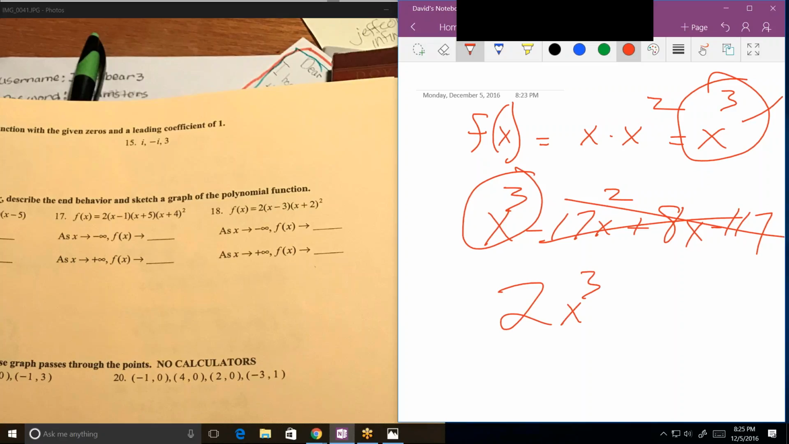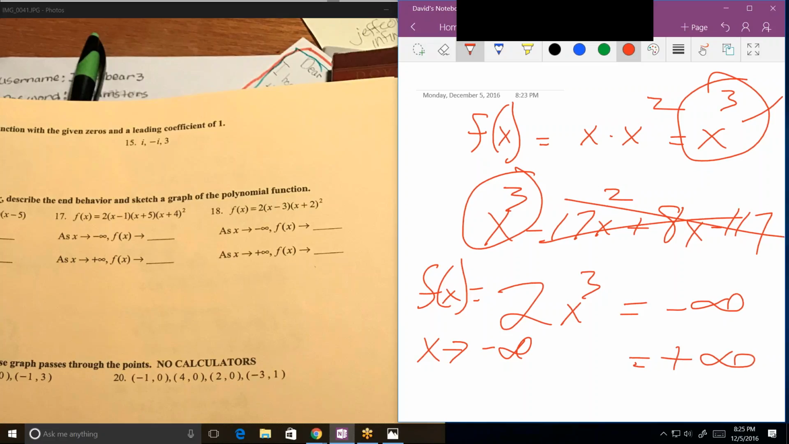In other words, as x goes to negative infinity, what does y go to, or f of x? Plug in negative infinity and cube it, which is negative infinity. So that goes to negative infinity. Now plug in positive infinity and cube it. You'd get negative infinity? No. Would you not? Positive times positive times positive, which is positive. That's all you're doing.